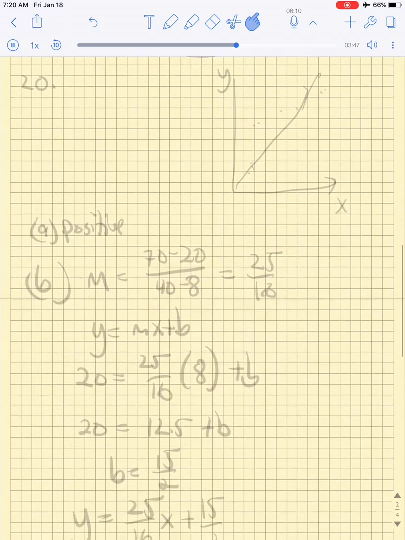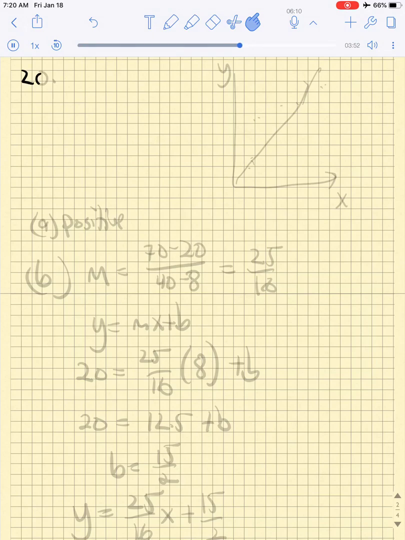Okay? And the last one, number 20, scatter plot again. Okay, this time they ask you for the points. You're going to draw the points, plot the points first, and you will see that this graph has an increasing or positive correlation. Okay? So it's positive correlation, and you just get that by plotting the points. This is the X, this is the Y. So part A is positive.